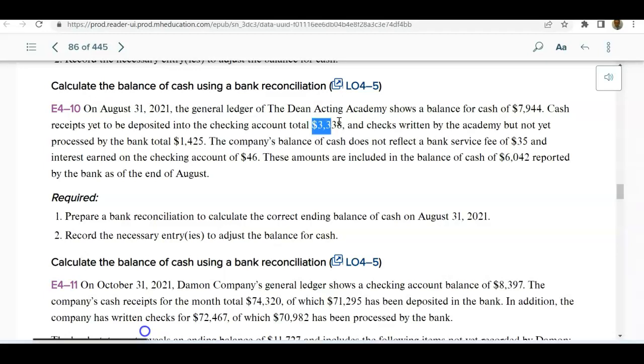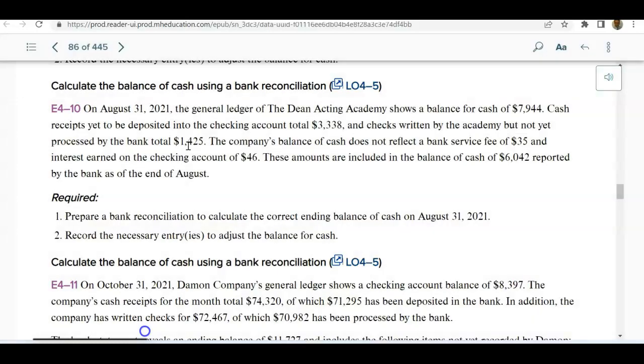This is deposited, but the bank is not showing such a deposit. Why does that happen? Because if you deposit any amount, specifically on the last day of the month and after hours, let's say in a safe deposit box or in an ATM machine, the system in the bank is not updated yet. That's why it says yet to be deposited in the checking account by the bank, right? By the bank.